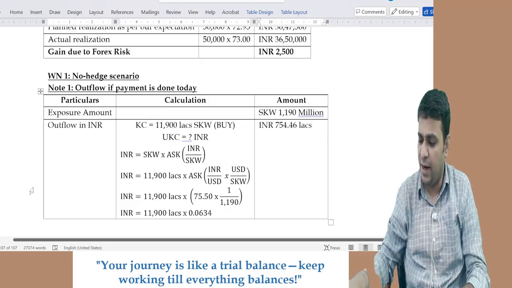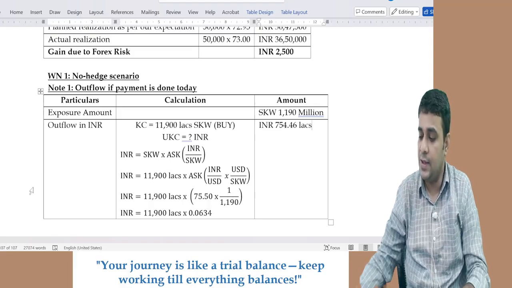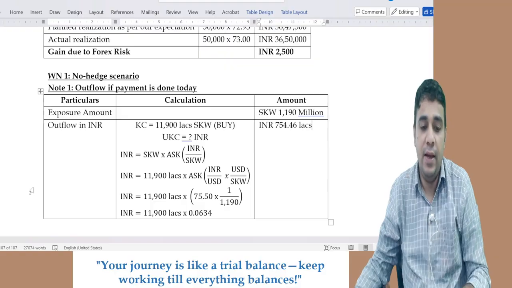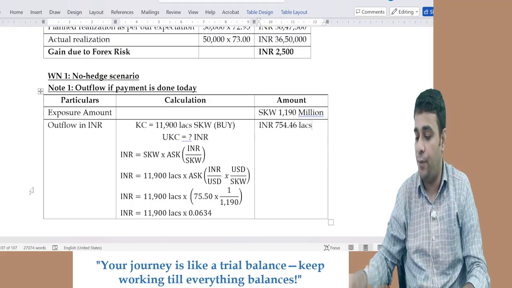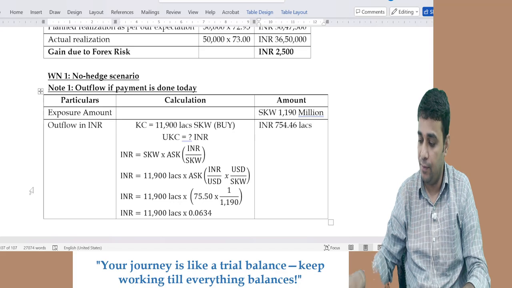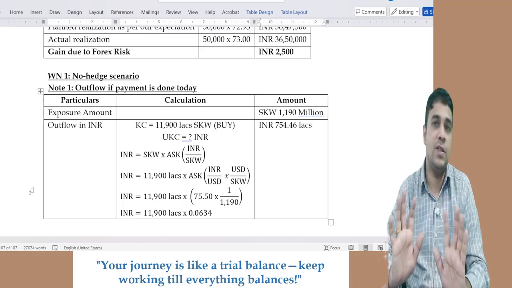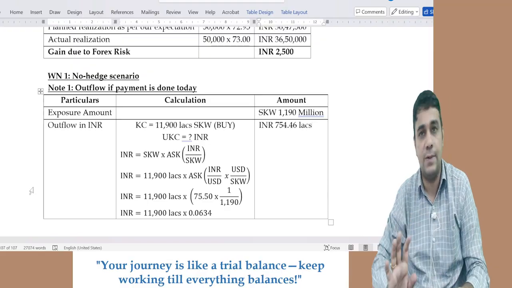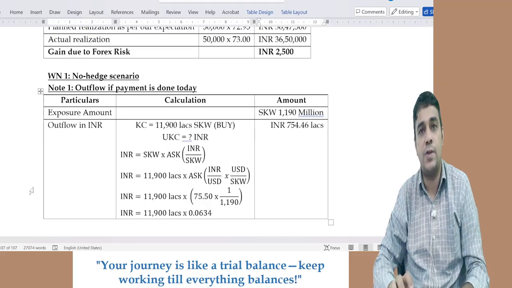This is a specific request of the question that you have to do a 4 decimal rate. 0.0634. In fact, if I had not done this, I would have done a direct multiplication. Rounding off would not have happened. 11,900 into 75.5 divided by 1190, we would have got 755. But the question's specific request is do 4 decimal. Do 4 decimal, INR 754.46.